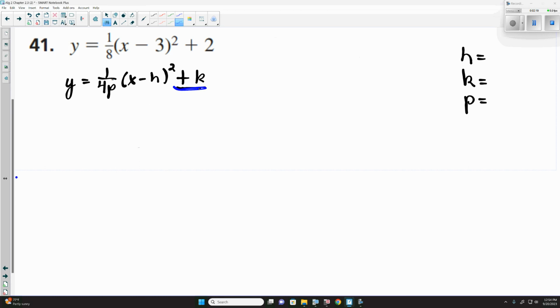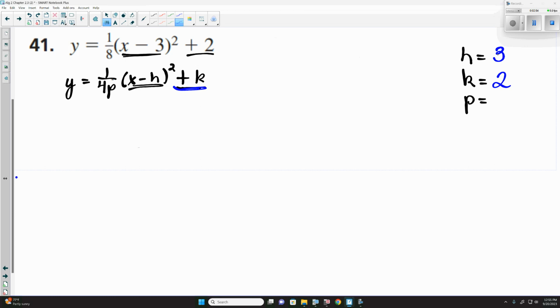Well, our plus k on the outside lets us know that the value of k in the equation matches up to our plus 2. So the value of k is 2. Our x minus h matches up with our x minus 3. And our value of h would be 3, because it is opposite. Since we have minus 3 inside, it's going to come out as positive 3. So we have h is 3.